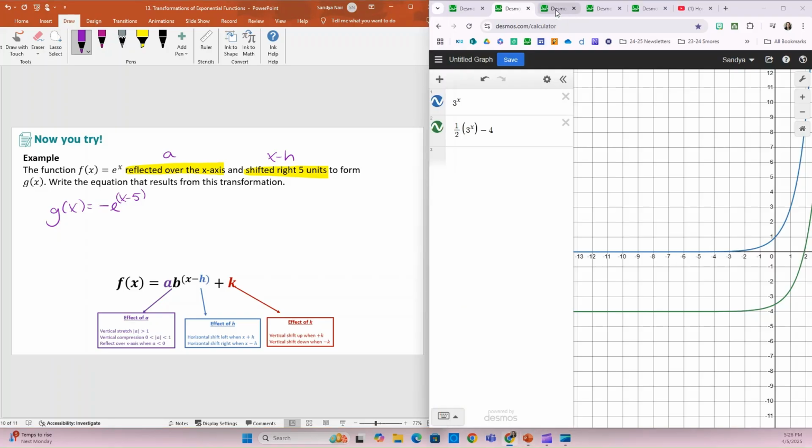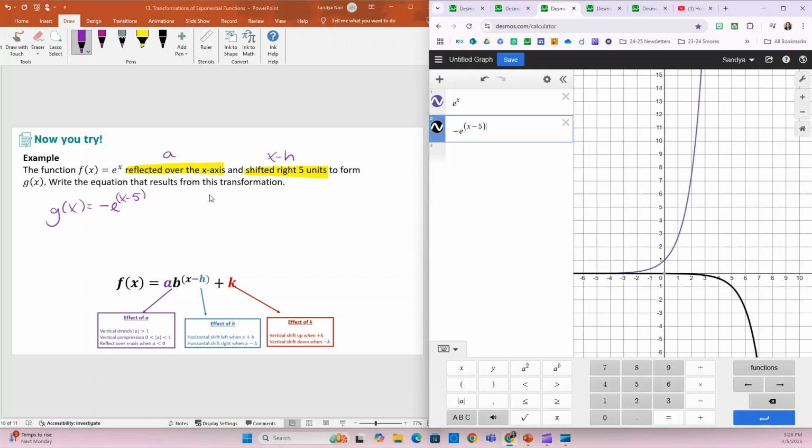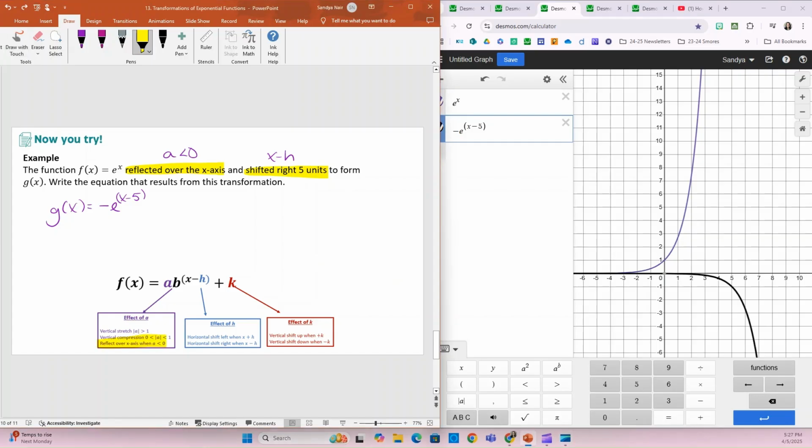So here it gives us the parent, which is e to the x, and then it says that e to the x is reflected over the x-axis and shifted right 5 units. Remember, if something is reflected over the x-axis, that means that a is less than 0. So that's why we put this negative in front. And remember, if it shifted right 5 units, that means we have an x minus h.